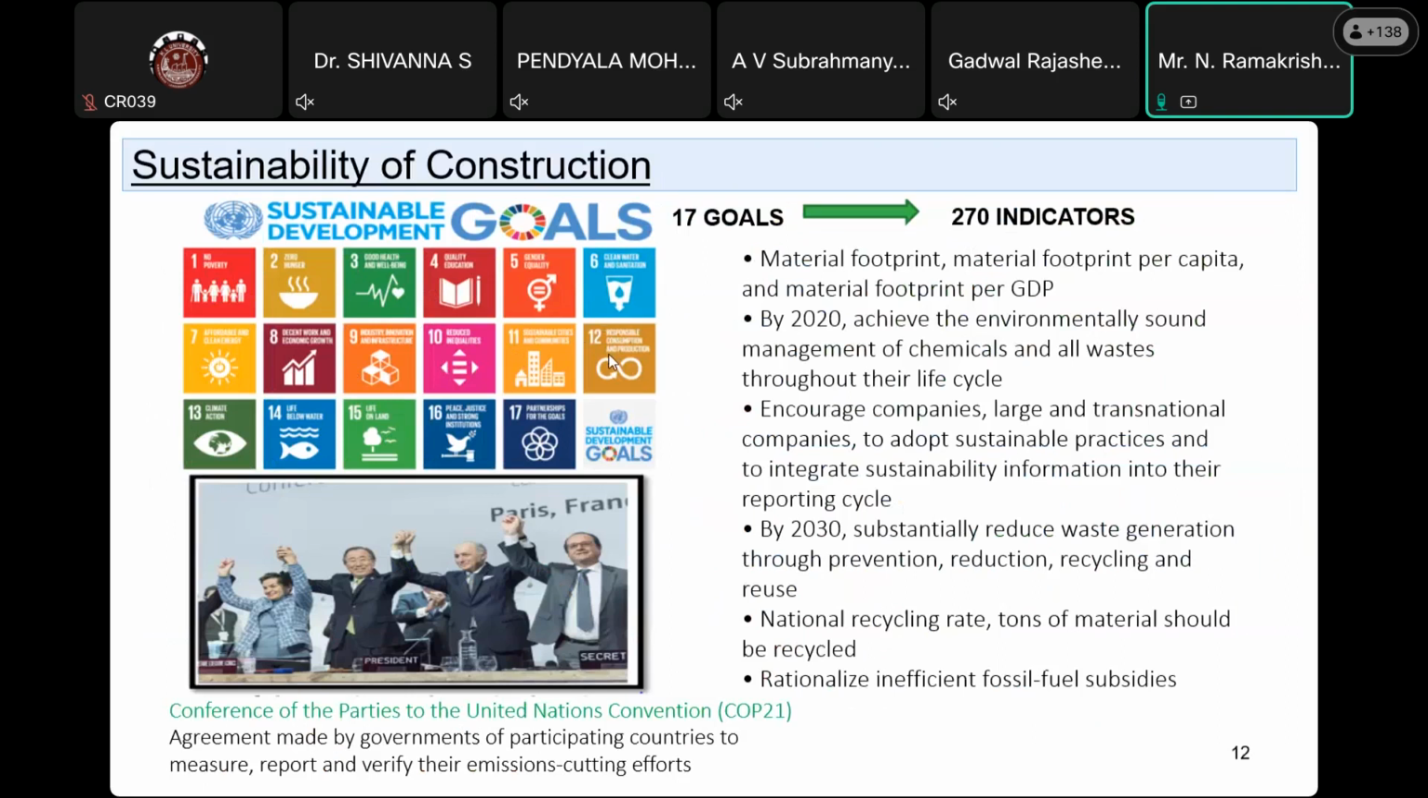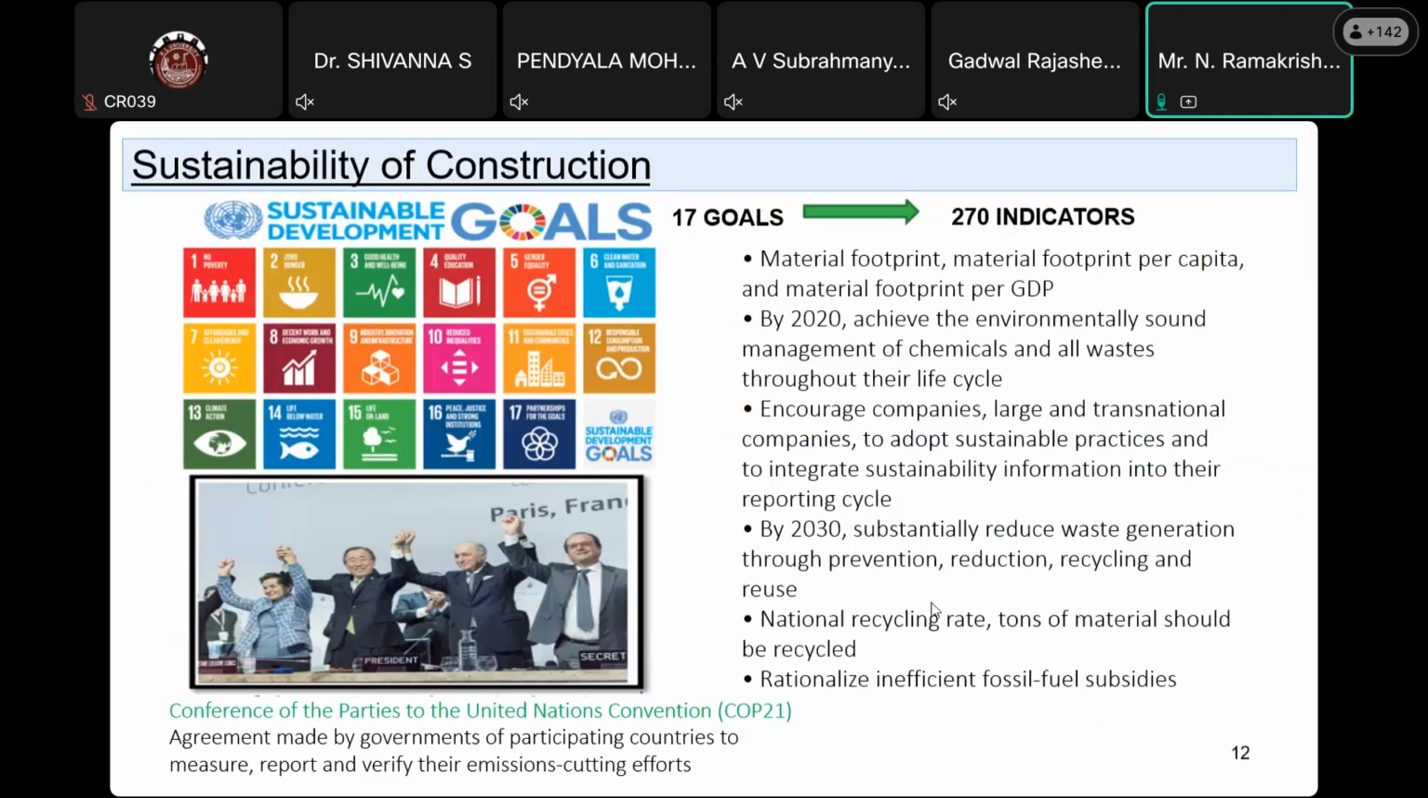Twelfth one is responsible consumption and production. Thirteenth one is climate action. Fourteenth one is life below water, how the ecosystem and biodiversity are going to be affected. And fifteenth, life on land. Of course, we also come under this. Sixteenth one is peace, strong institutions, justice to be done with no partiality. Seventeenth is partnership between different people, with the end goal of sustainable construction, right?